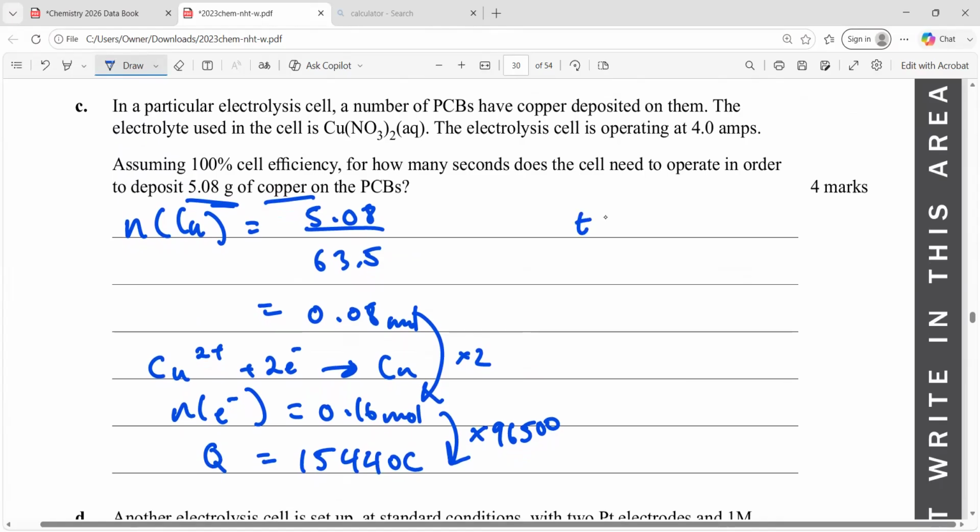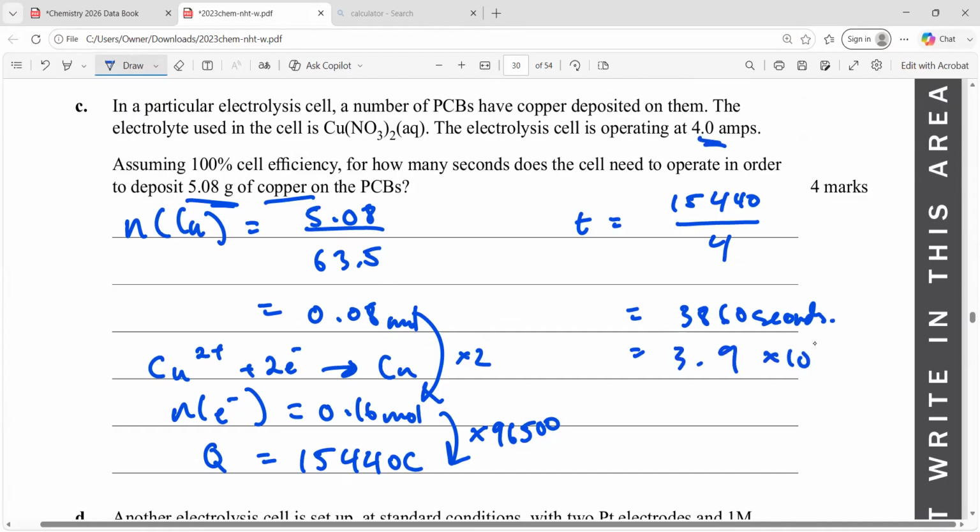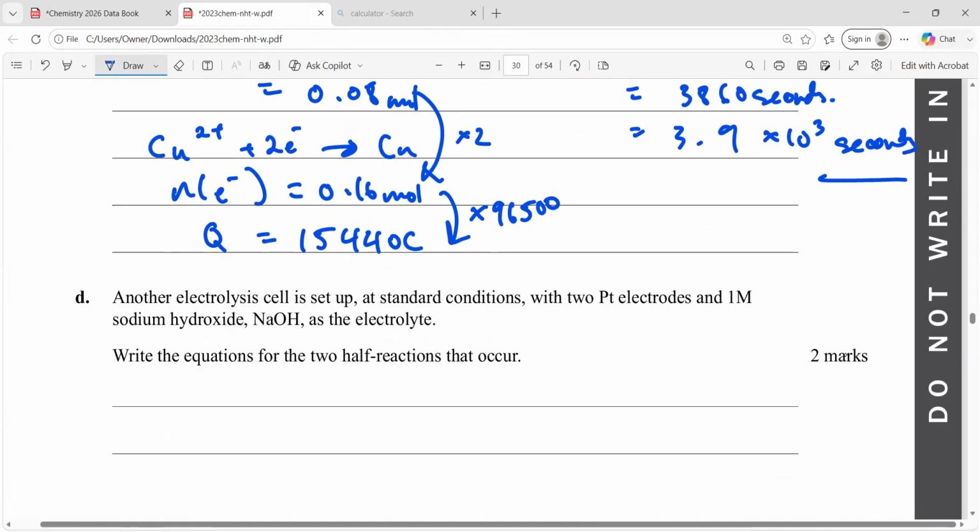And therefore, time is 15,440 over 4. And that's 3860 seconds. Cool. Now it's two significant figures maybe because of this guy. So 3.9 times 10 to the power of 3 seconds. Look, I don't know. I would just cop the mark when it comes to significant figures.